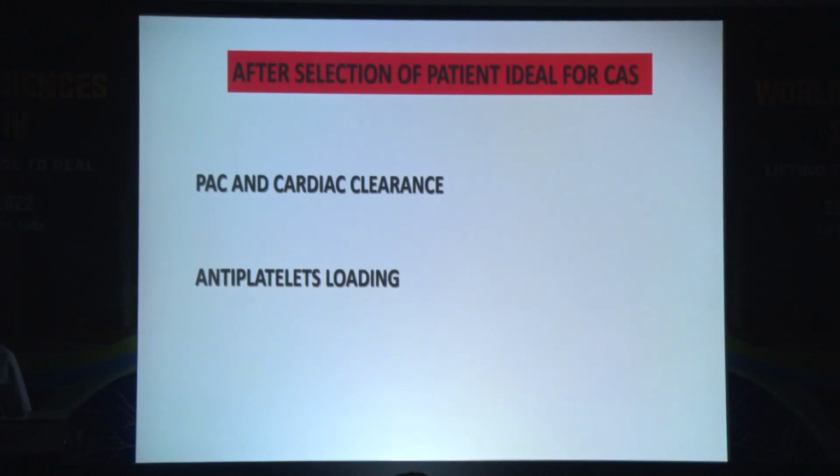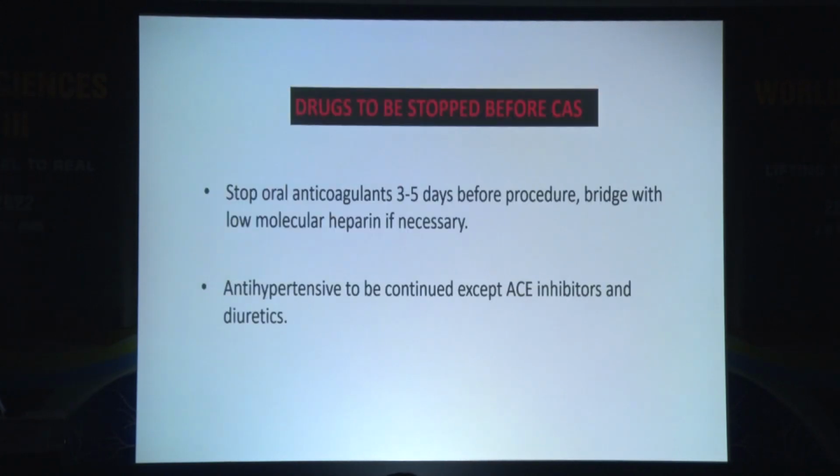So after we have selected the patients who are ideal for carotid artery stenting, we always prefer to do a PAC and cardiac clearance, and antiplatelet loading is very important in these patients. There are important drugs which need to be stopped before the CAS, especially oral anticoagulation. If the patient is on oral anticoagulation, we need to stop it and switch to antiplatelet drugs before the procedure. And sometimes we may also need to bridge this anticoagulation with low molecular weight heparin if required.